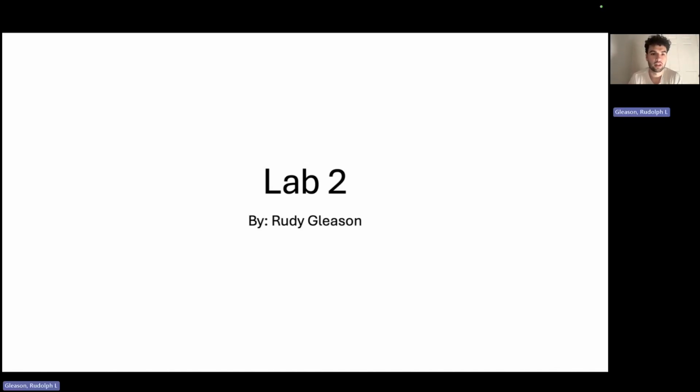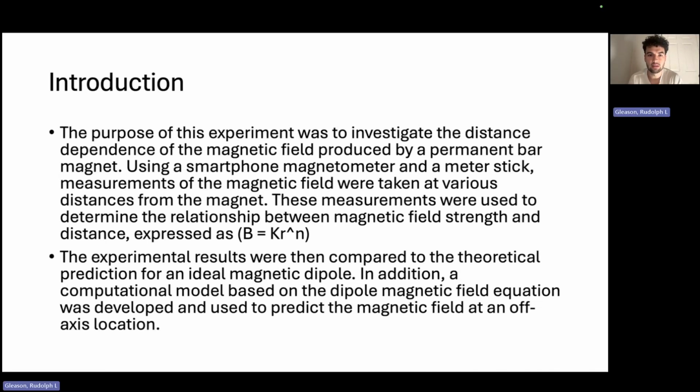So my introduction: the purpose of the experiment was to investigate the distance dependence of a magnetic field produced by a permanent bar magnet, using a smartphone magnetometer, a Tesla meter, and a meter stick. Measurements of the magnetic field were taken at various distances from the magnet. These measurements were used to determine the relationship between the magnetic field strength and the distance, expressed as the distance dependence equation right here, B equals K r raised to the n. The experimental results were then compared to the theoretical prediction for an ideal magnetic dipole.